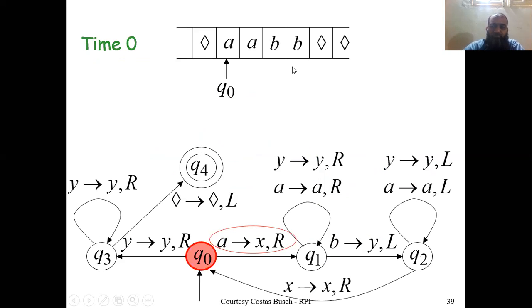Now, continuing, here is the input symbol, and we are on Q naught, the start state, pointing to A. Read A, write X, move right. So this transition will take place. Here you can see this transition. The first transition is read A, write X, move right.